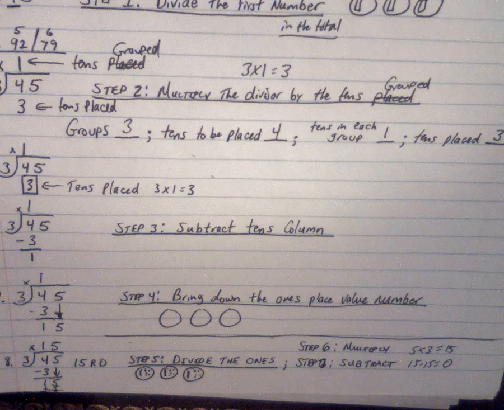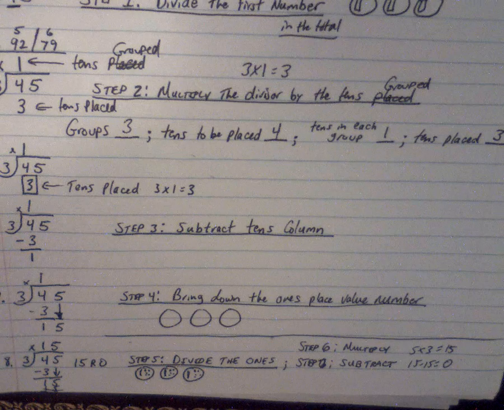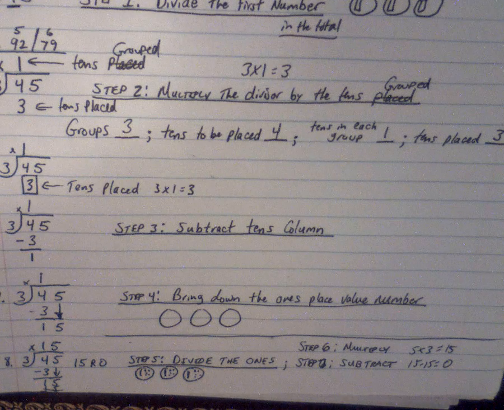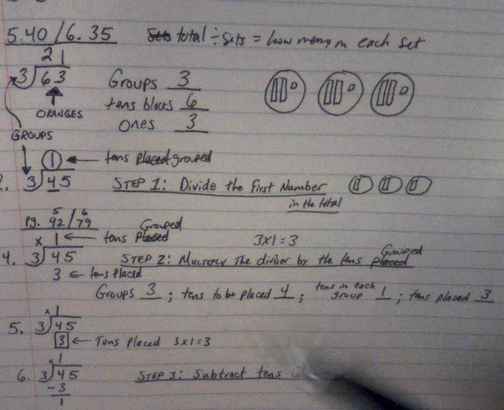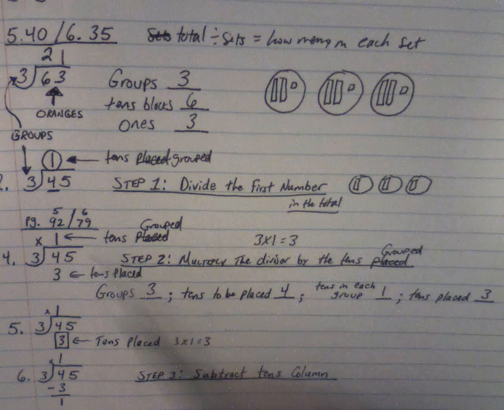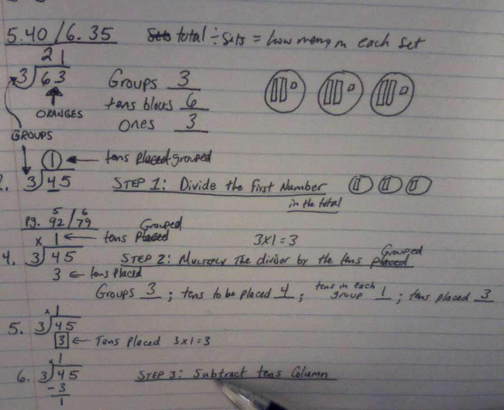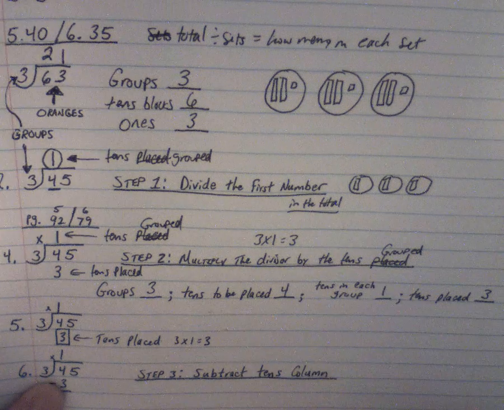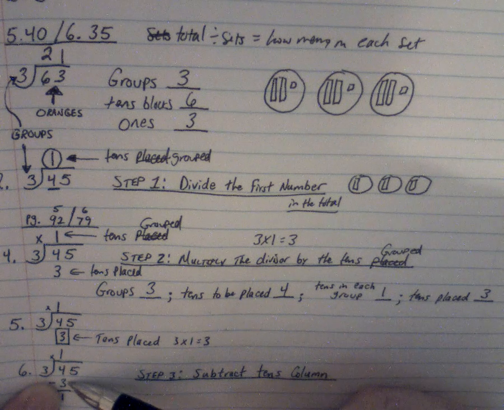Guys, that is the 7 steps of long division. First, what you need to do is divide the first number in the total. Second thing you need to do, and we're going to go through it again, is multiply the divisor by the tens grouped, 3 times 1. Then what you need to do is subtract the tens column. So when you multiply, you put it down here. Okay, so that's where the tens have been placed. So you put it there, you subtract, you get 1.